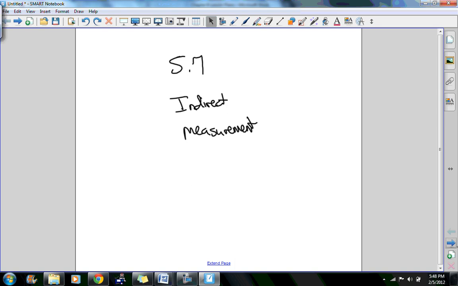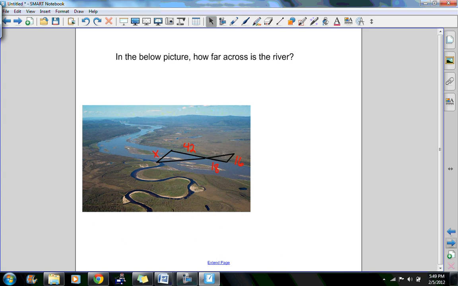Alrighty, indirect measurement is one of my favorite topics. I really enjoy it. I think it's a lot of fun. And the best part is even Kara has to admit that it has some real world applications sometimes. Okay, so when we work through an example, here's one.